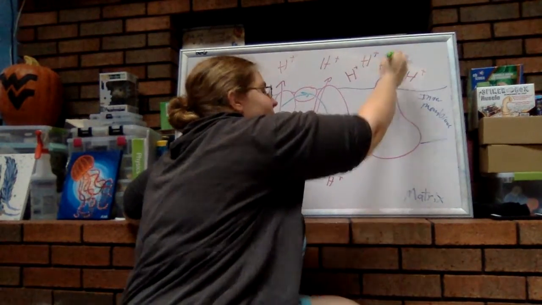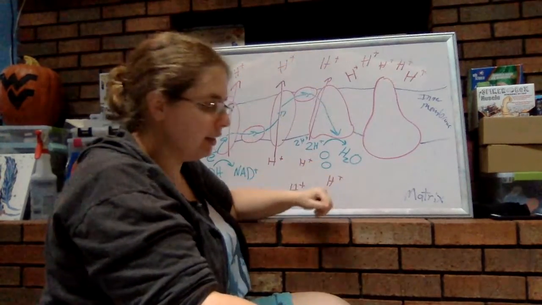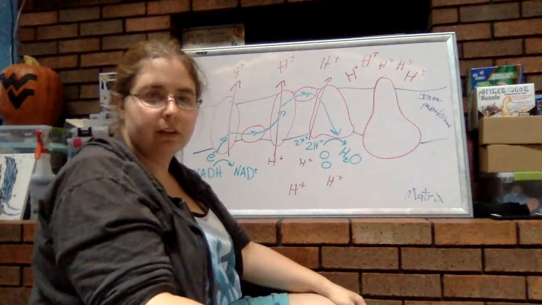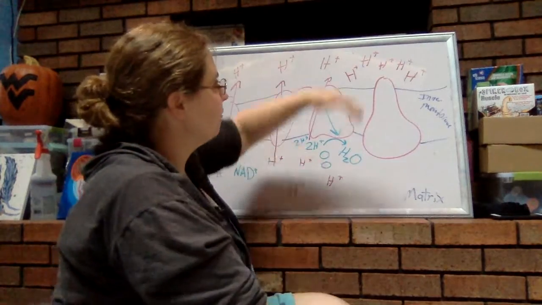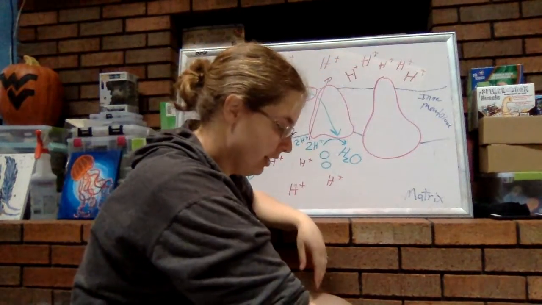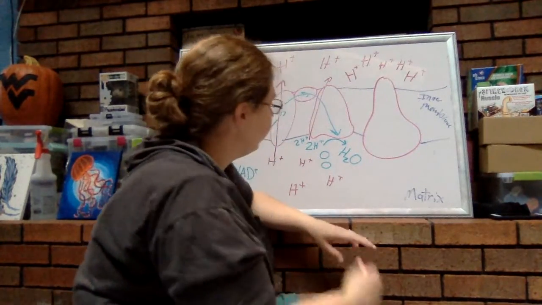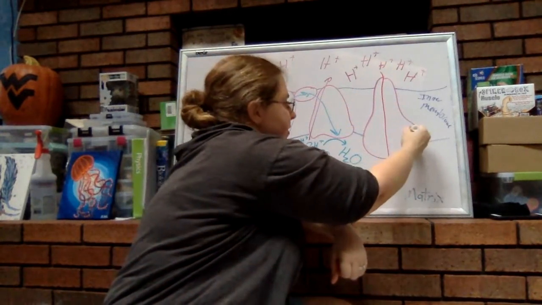Well, remember what happens when you have a larger concentration on one side of a membrane than the other? The molecules want to go to the less crowded side. They want to flow down their concentration gradient from the higher concentration to the lower concentration. And luckily, we got just the buddy to do that. Here we have our ATP synthase.